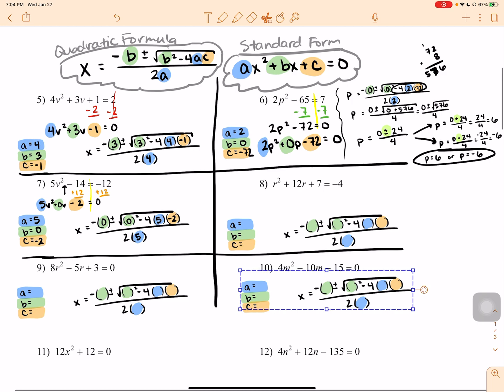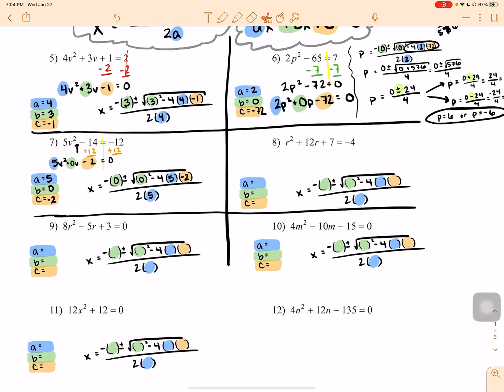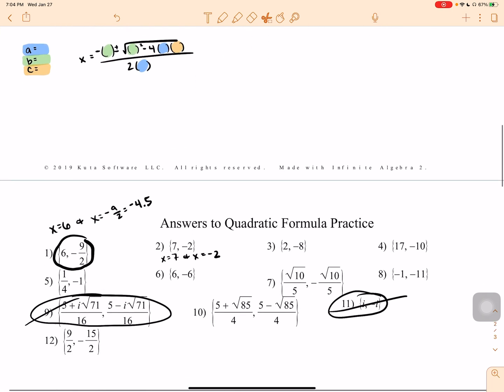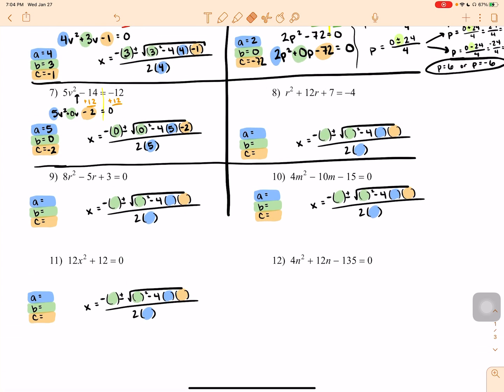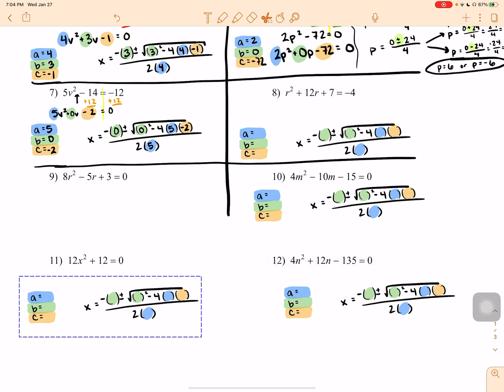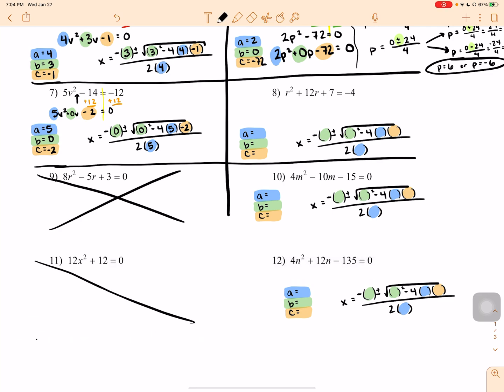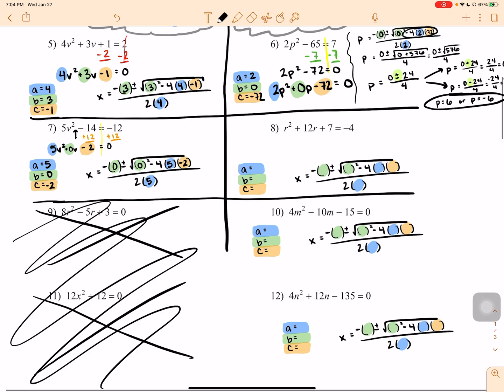Feel free to do this on a separate piece of paper. This is totally up to you. If you do some of the problems, you will get better, right? Oh, I forgot which ones did I cancel out. 9 and 11. Okay, so not 9 and not 11. So you do not have to do these two because they are imaginary. They do not work right now. You'll get a negative underneath the square root, and that is no good, okay?